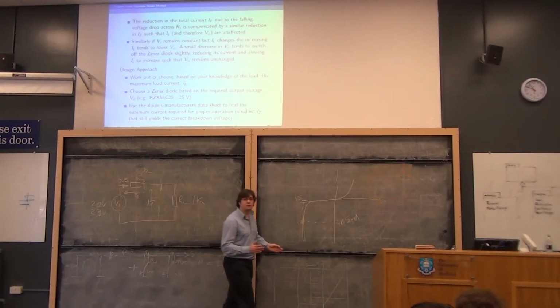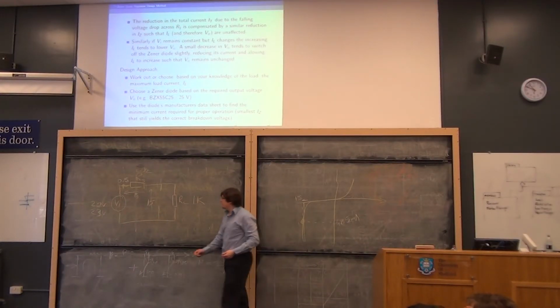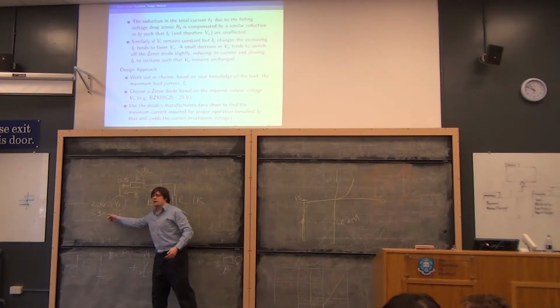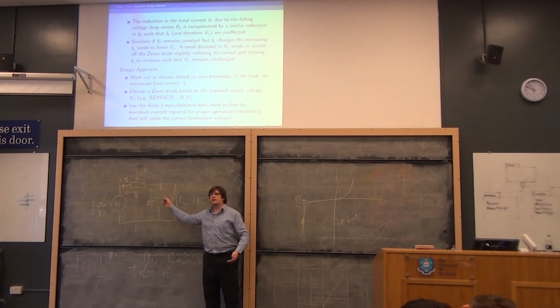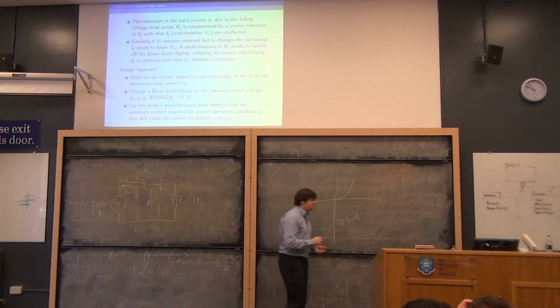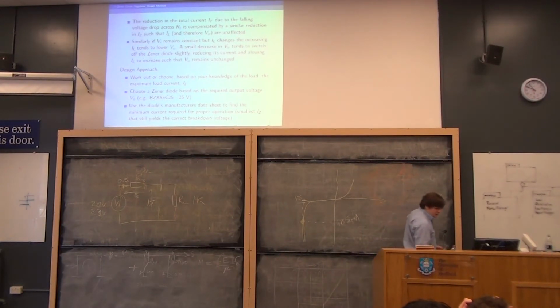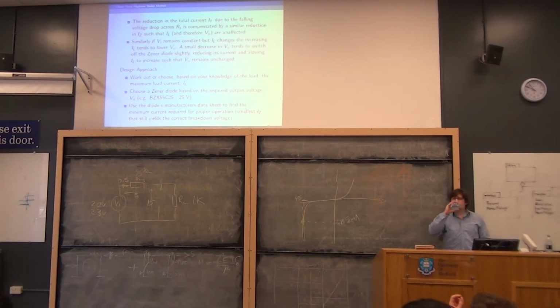And your circuit wouldn't be regulating. If this then went up from 10 to 11, you'd have 10.9 something volts there, and it'd just be potential divider. So this is broadly the design approach, but it's formalised in the notes.